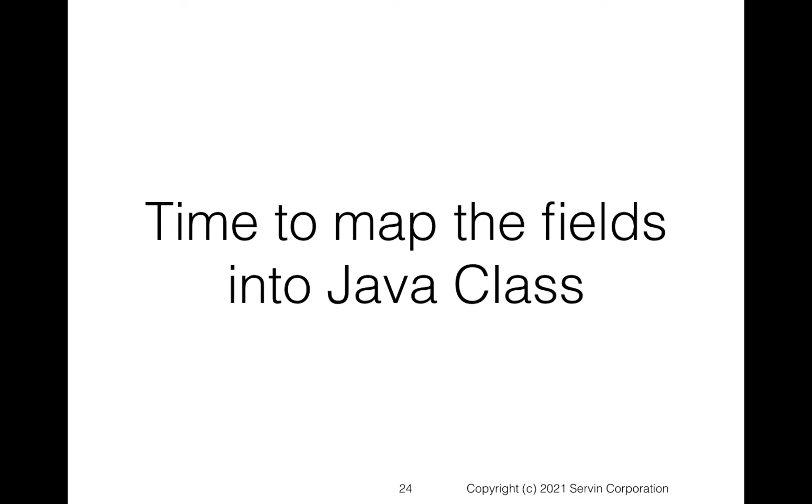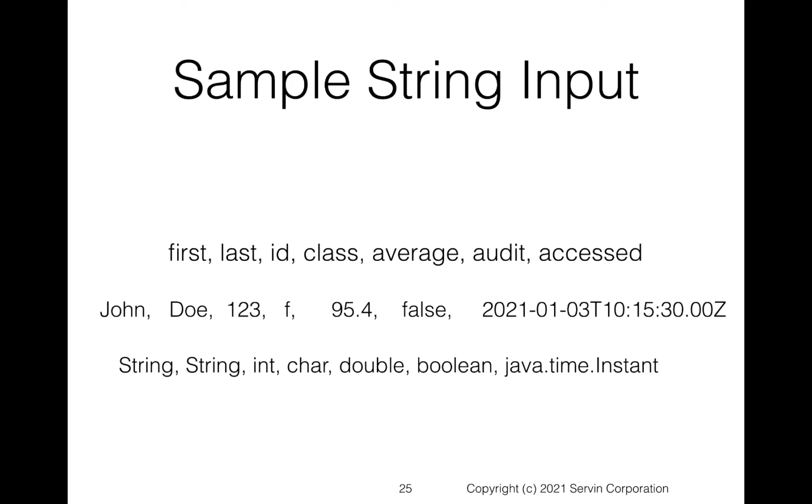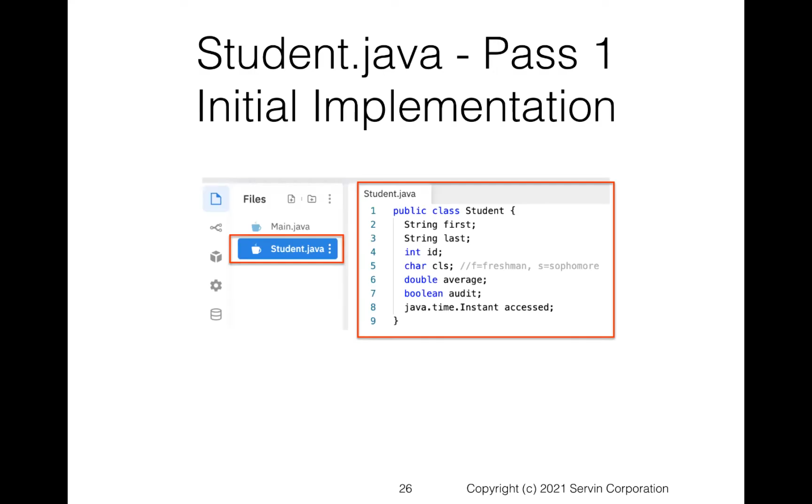So it's time to map the fields into a Java class. So we have these sample strings that we saw earlier. And what we're going to declare is a class called Student. Notice I have Student.java.